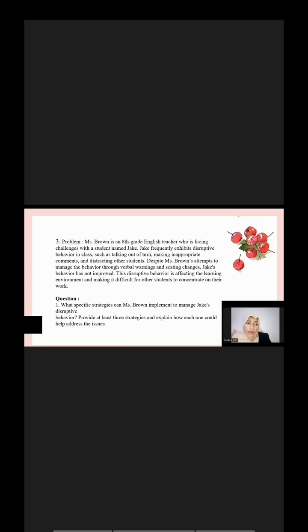And the third, consequences for continuous disruption. This gives Jake ownership over his behavior and sets up a consistent system for accountability. Involving him in creating the contract increases buy-in and helps him understand the direct connection between his actions and their outcomes.